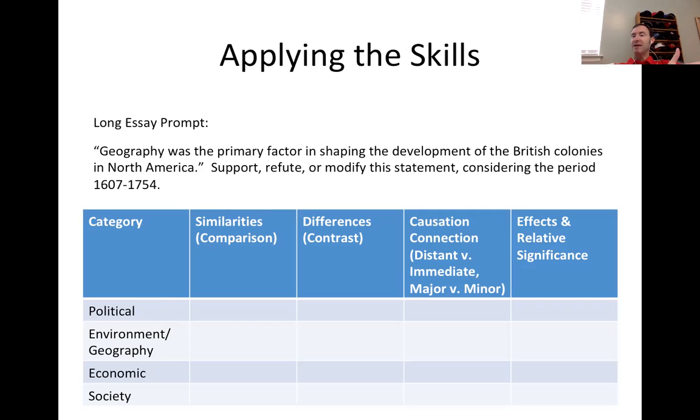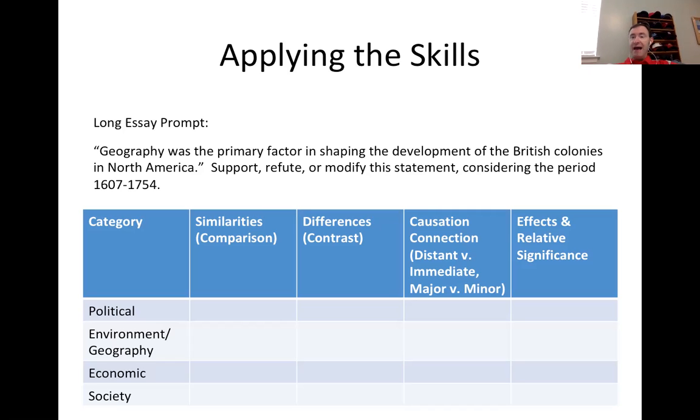So here's your essay prompt, guys, for assignment 1. Quote, "Geography was the primary factor in shaping the development of the British colonies in North America." Support, refute, or modify this statement, considering the period 1607 to 1754. This is time period 2. Now, pause your screen, ask yourself the question, give yourself 5 minutes to really break down this prompt. And we'll do it together for just a moment.